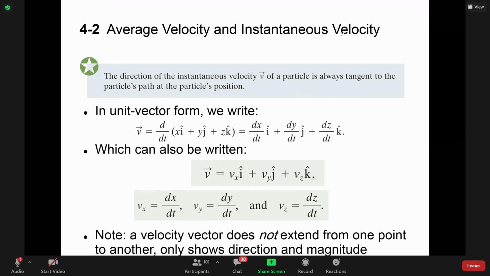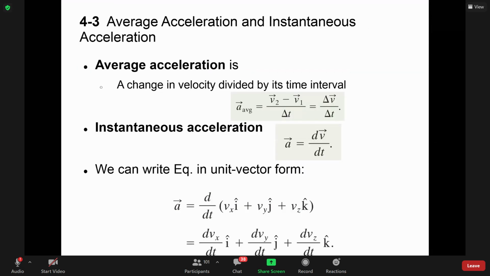Yes, so of course we will do the same thing with acceleration. A velocity vector does not extend from one point to another, it only shows direction and magnitude. Now let's see what we will do with acceleration. The same thing. Today you're not learning a new science. Today you're just expanding or generalizing what you learned in chapter 2. See how a correct beginning makes everything correct.